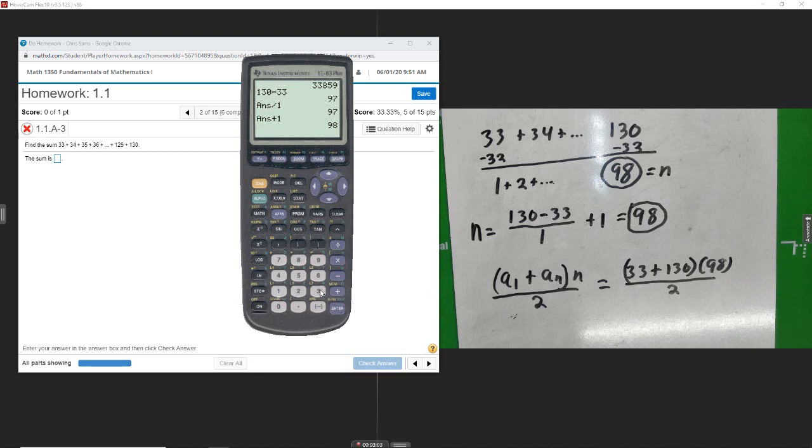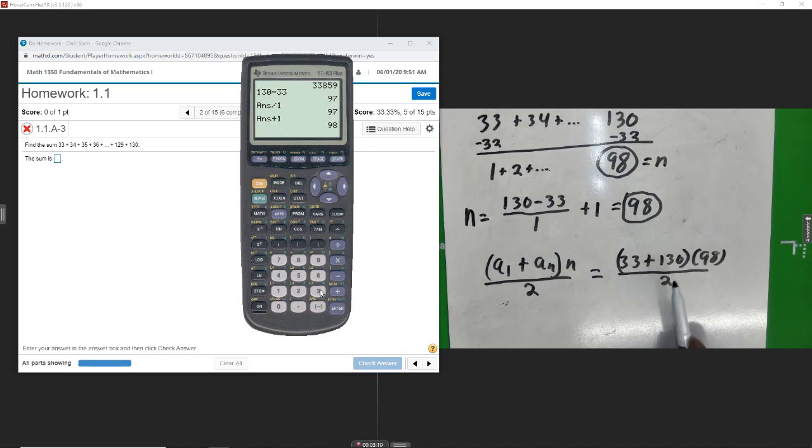So here's one thing that you might notice, or that might speed this up or help you go a little bit quicker when you're doing these. One of these two numbers is going to be even every time. So if you add this up, 33 and 130, that gives us 166. Or 163. Be careful there. 163. This one is 98. And we got divided by 2.